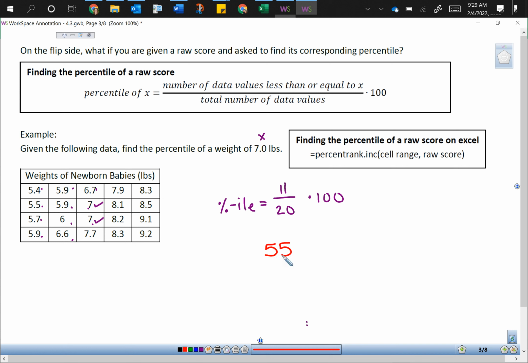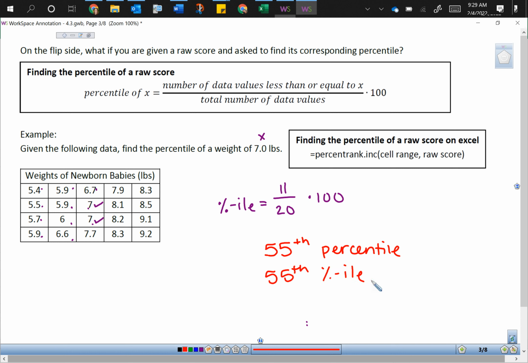So here's what that means. You have to make sure your answer makes sense in terms of what you're looking for. It says what is the percentile of a weight of 7 pounds? That would mean it's the 55th percentile. On your test, you need to make sure that you label that answer. The answer 55 means nothing to me. You need to tell me that that 7 pounds is the 55th percentile. Now, some people write it like this. That's okay. Some people write it like this, 55th percentile. I'm okay with either of those.